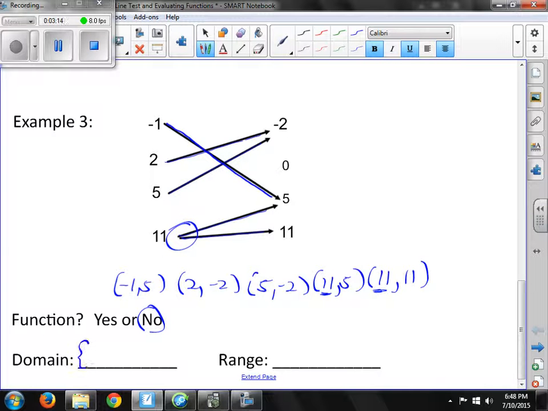The domain is the x values, -1, 2, 5, and 11. We don't want to write the 11 twice. And the y values are 5, -2, and 11. We don't repeat the -2, and we don't repeat the 5. So there's only 3 different ones there.